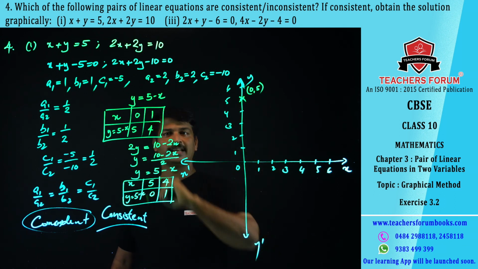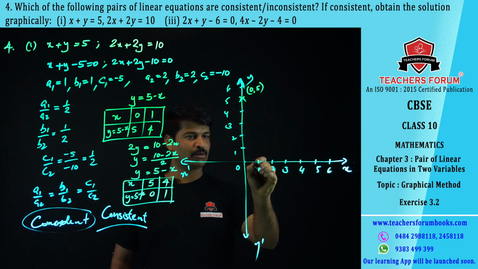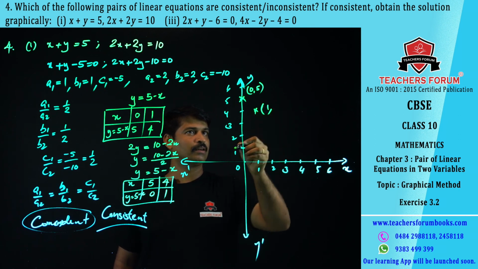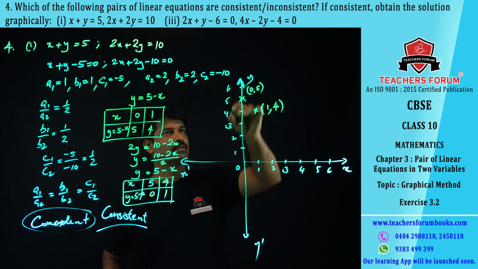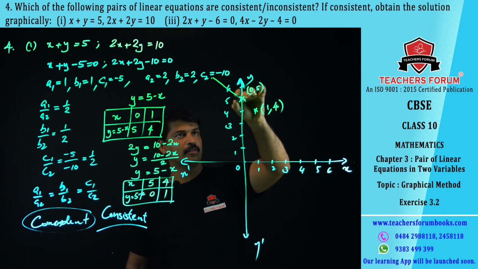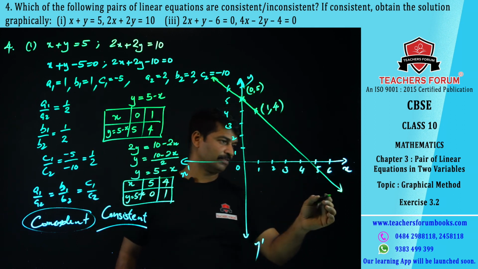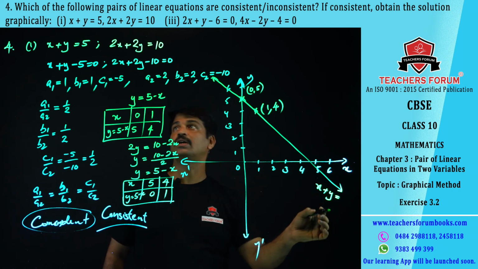Now the next coordinate is 1, 4. X coordinate is 1. Y coordinate is 4. So where will be the point? This will be the point. You see here x coordinate is 1, y coordinate is 4. This is the point 1, 4. Now we can draw the graph. The graph will be like this, isn't it? So this is the first graph. So what is the first graph? x plus y is equal to 5.